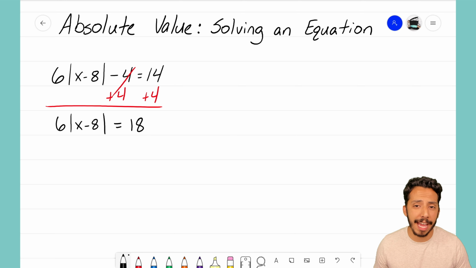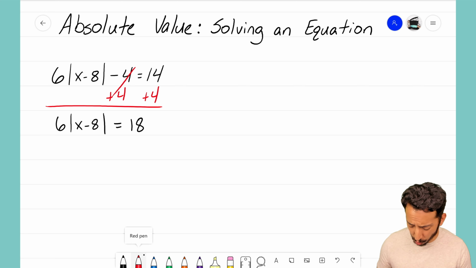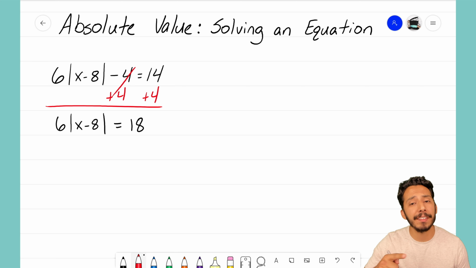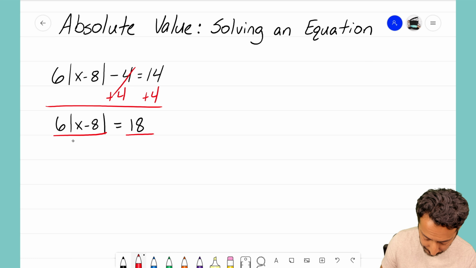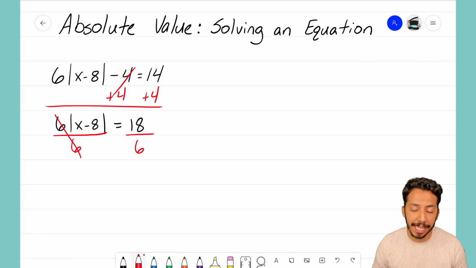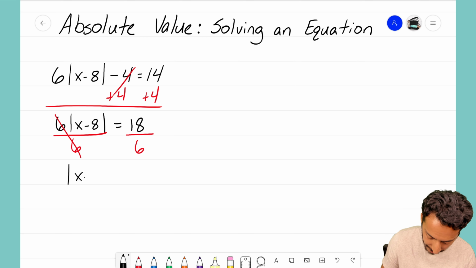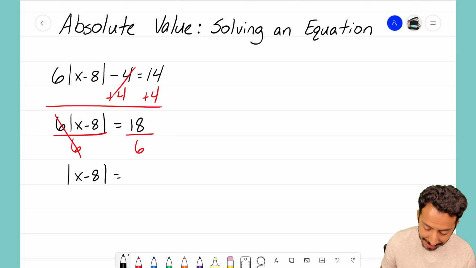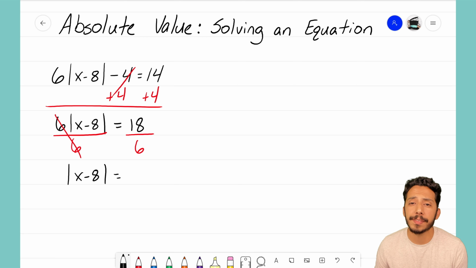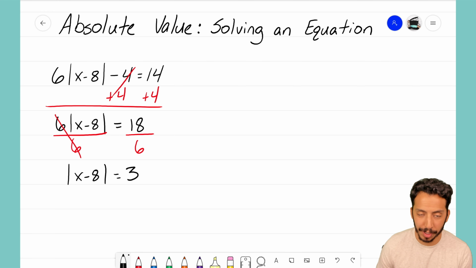The next thing I'm going to have to do is, since 6 is multiplying the absolute value of x minus 8, in order to get rid of that 6, I'm going to have to do the inverse of multiplication. I'm going to have to divide both sides by 6. And by dividing both sides by 6, those 6's on the left-hand side will cancel. And I'm just left with the absolute value of x minus 8 equaling 18 divided by 6. And 18 divided by 6 equals 3.